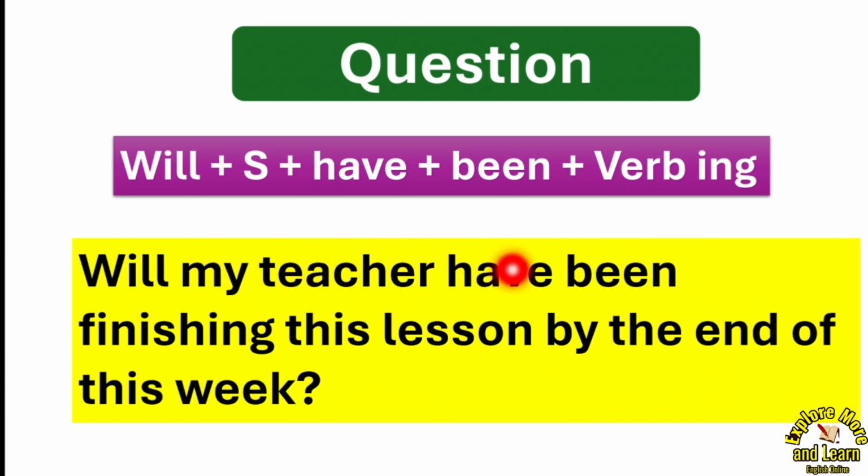future perfect continuous tense. Okay, so will have will be there, but this is a question, so will comes before the subject and have will remain here only. Been, then verb in ing form. Got it? Will my teacher have been finishing this lesson by the end of this week? So this is the basic structure for all kinds of sentences. I hope you have got it.